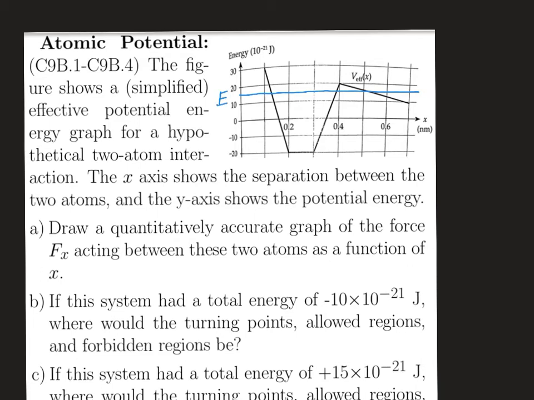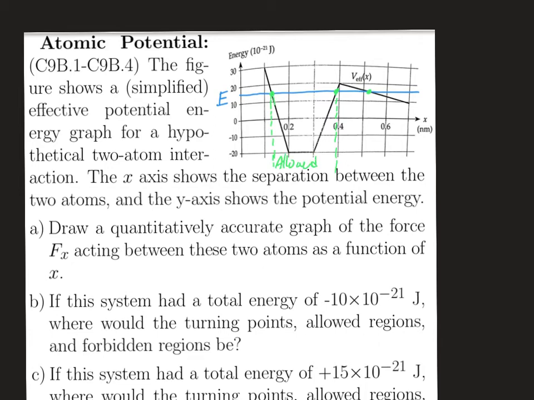And so now the turning points are the intersection points between the energy and the potential. They are right there, there, and there. Those are the turning points. And now the allowed regions are wherever E is greater than U. And so that is going to be inside here, allowed.